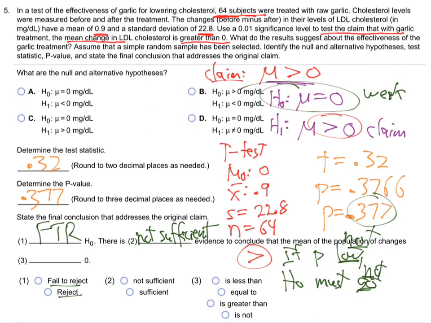So basically, I'm confused myself. What are we saying? There is not sufficient evidence to conclude that the mean of the population. What was the claim? Greater than. But we didn't go with that, did we? There wasn't enough evidence. We stayed with H0. There wasn't enough evidence to say it was greater than 0. That's what we were trying to say, but there wasn't enough evidence. Is that making sense? We didn't go with the claim.